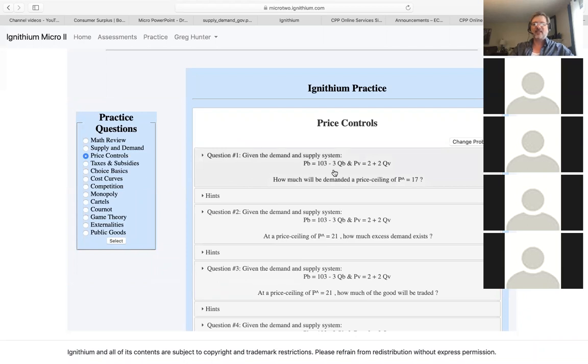So let's go ahead and we'll work on question number one. You guys can see there's a demand and supply system here, and it asks how much will be demanded at a price ceiling of 17. Okay, so I won't say anything more about it than that, and I'll let you guys work on it, and then we'll come back and see if we got the right answer. Okay, see you guys in a minute.